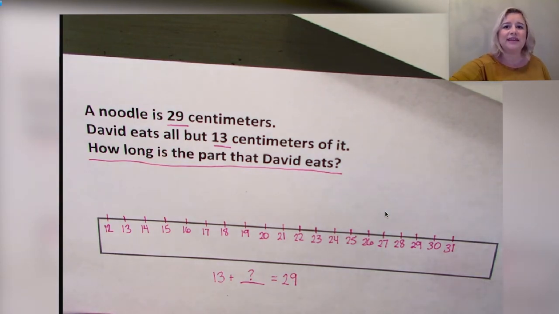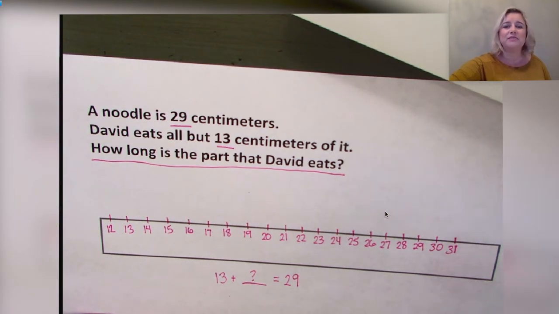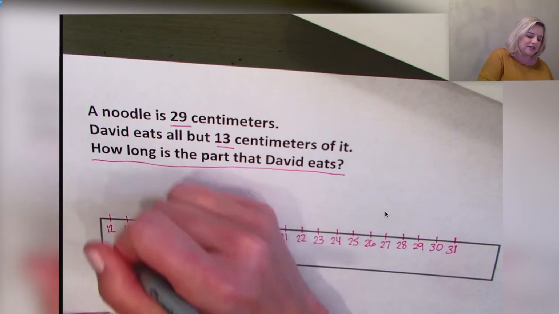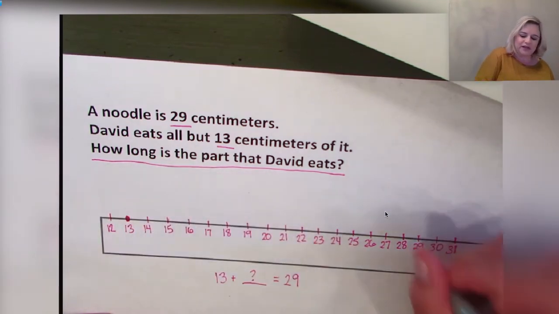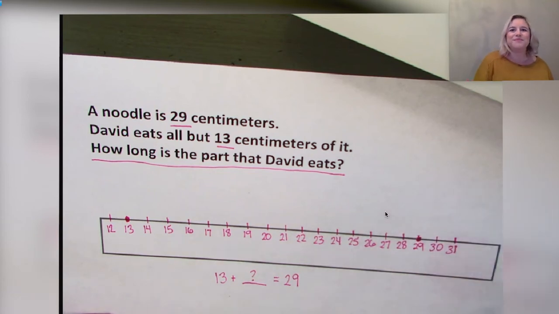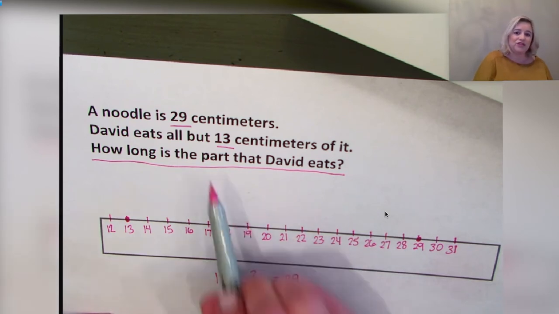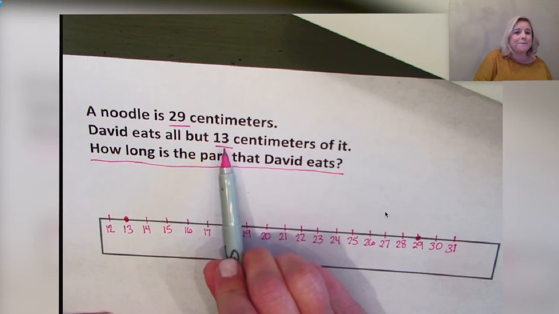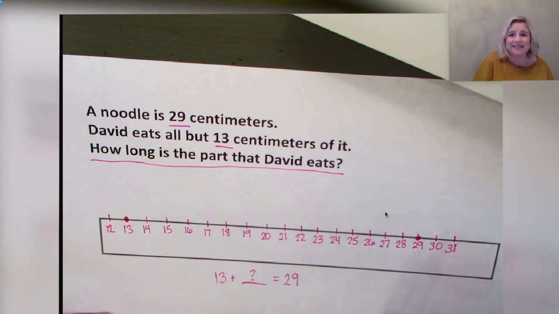So let's take a look at this. If we add 13 centimeters to the part that David ate, we have 29 centimeters of a noodle. Now we're going to represent this information on our model. Let's graph the 13 and the 29. Very good. The space in between is what was eaten. Because remember, he ate all but 13. So how much did he eat? The space in between was how much he's eaten.